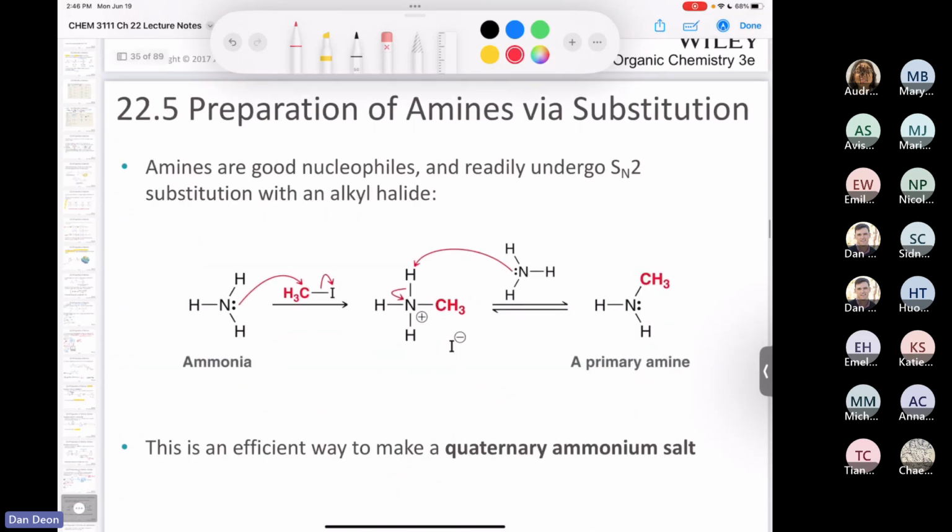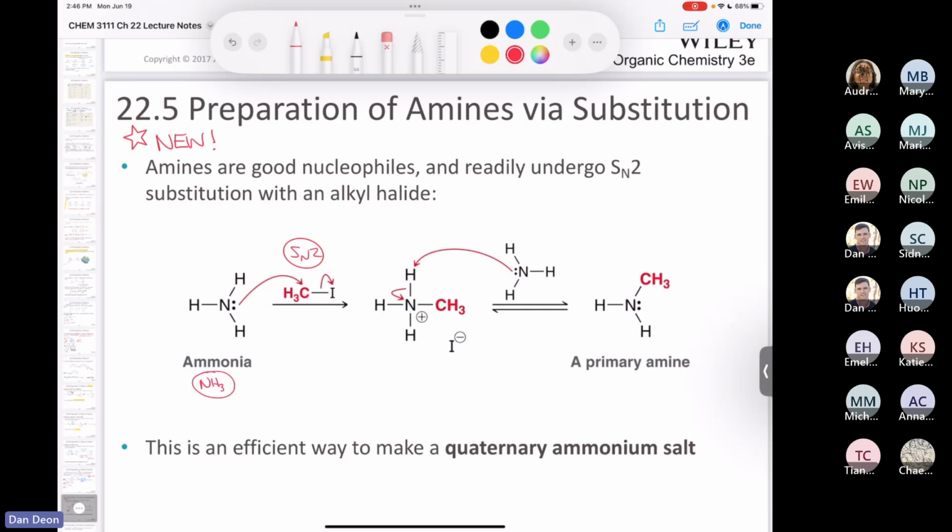So this is new material. Preparation of amines via substitution. So here's a really neat reaction. If you take ammonia, so this is just plain old NH3, and you treat it with iodomethane, it does an SN2 reaction on it, and then we end up with an alkyl ammonium ion, and then it deprotonates. You do a deprotonation with another equivalent of ammonia, and you end up with a primary amine, but this reaction doesn't work very well.